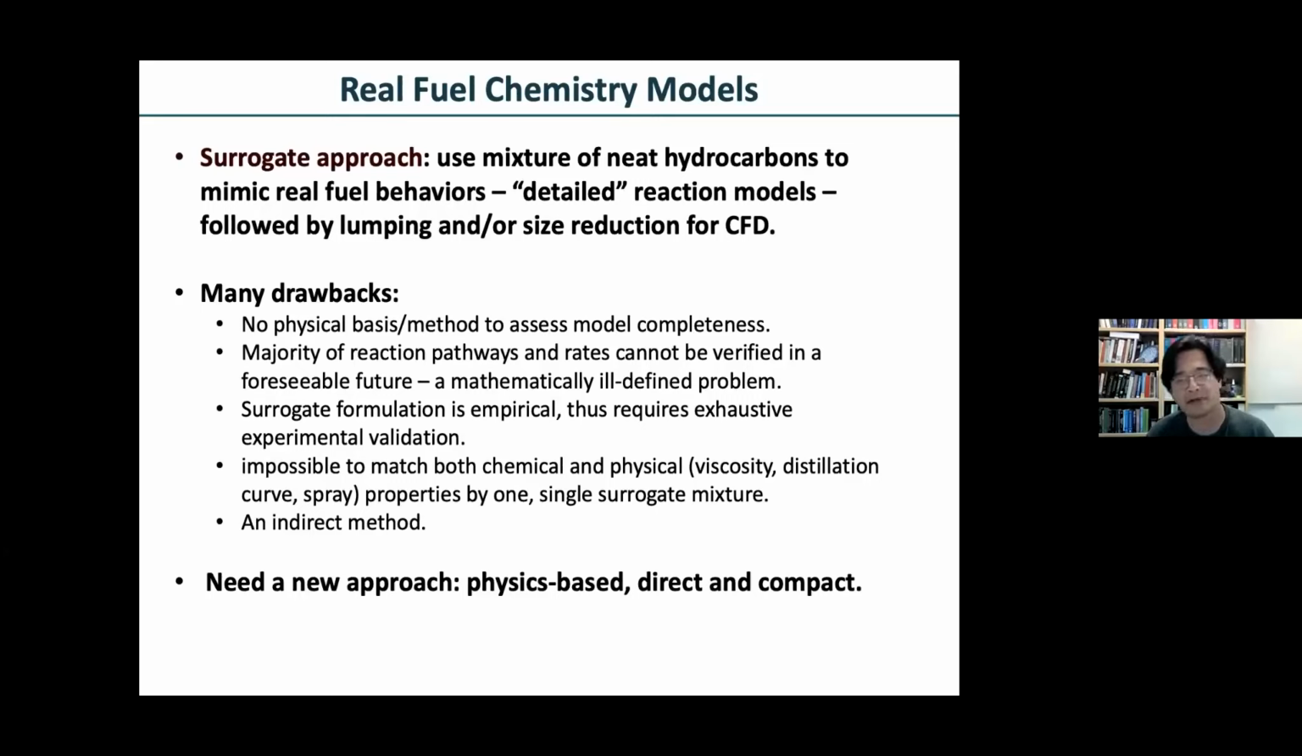I was involved in the development of those large reaction mechanisms, and over the years, I started to wonder about 10 years ago whether this is the right way to do that. The first problem that I was bothered by was, how do I know, as large as those reaction models are, that they are complete? And moreover, there's no way of assessing whether they're complete.